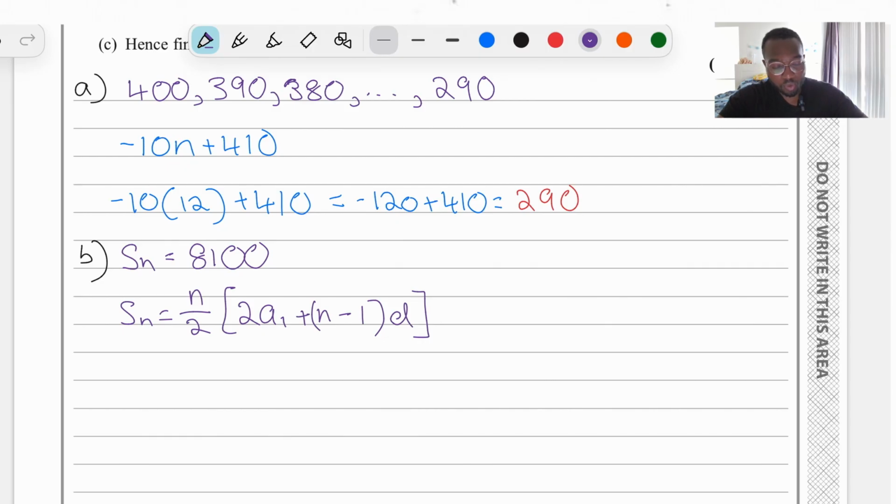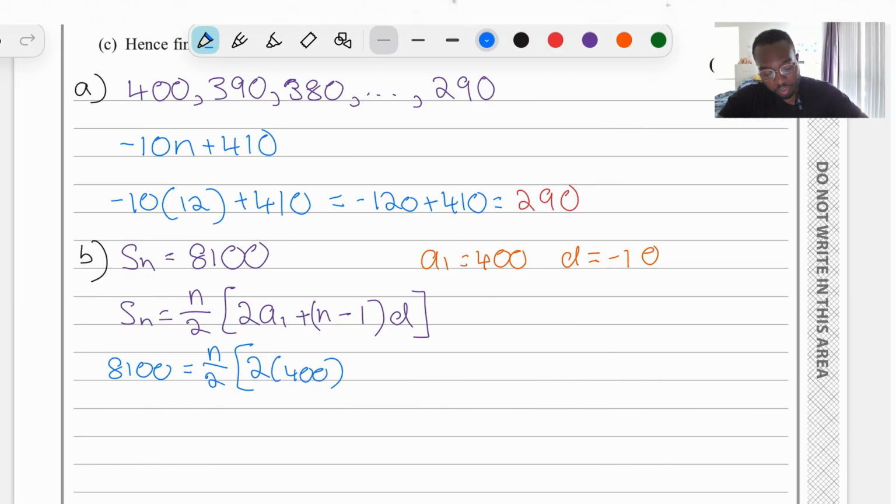So once we know that, we want it in terms of n, so we need an expression for n. But what else do we know? Well, we know that Sn is 8,100. We know a1 in this case is just 400. We know our common difference d is minus 10. So let's put in all our values. We have 8,100 is equal to n over 2, times 2 times a1, which is 400, plus n minus 1 times d, which is minus 10.